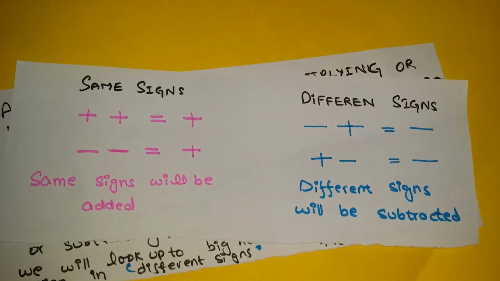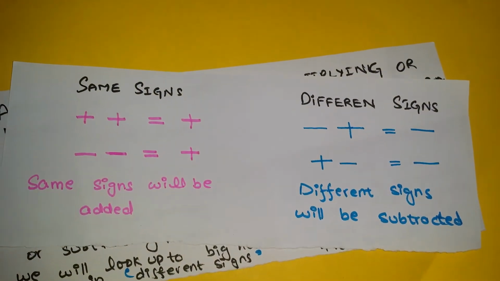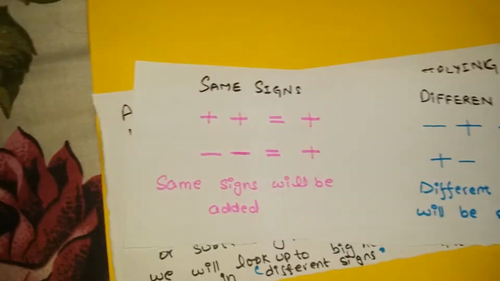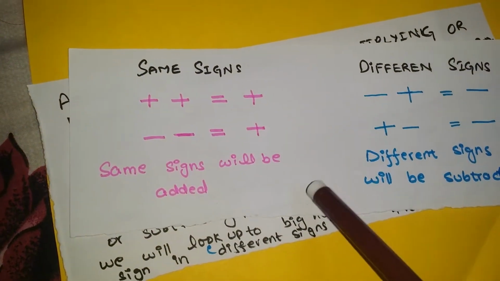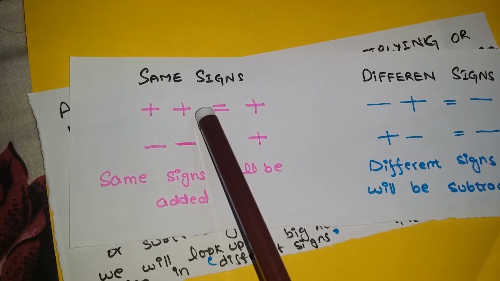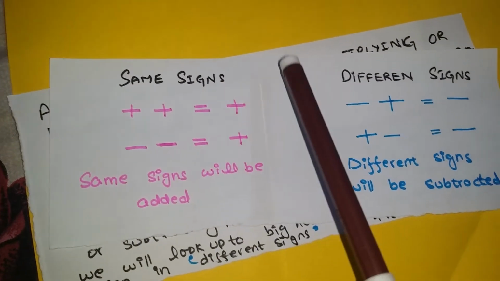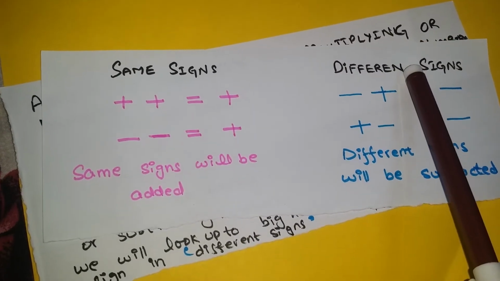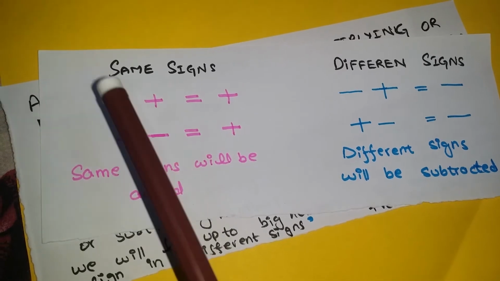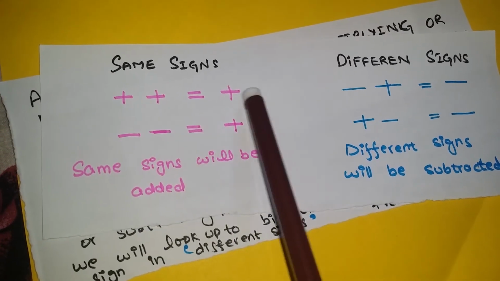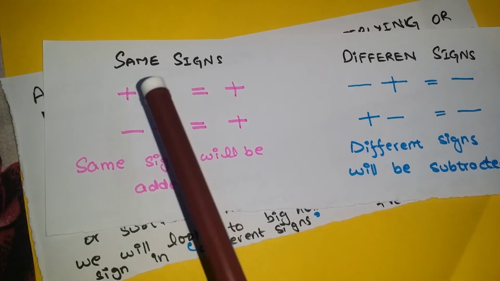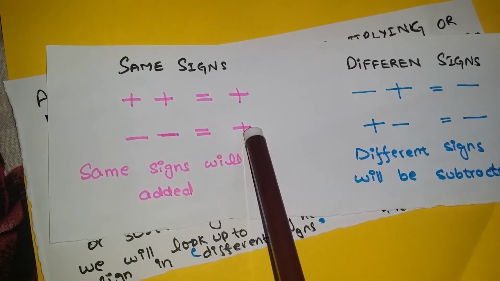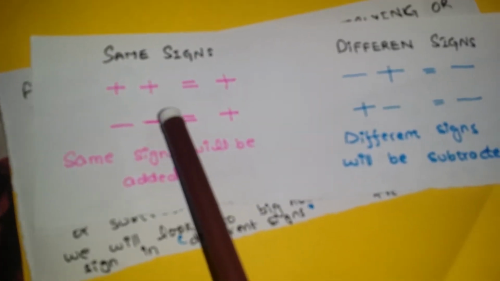We have already studied these numbers in our previous class, and we know that when we add or subtract numbers, we apply two rules: if they have the same signs or if they have different signs. The first rule is, if we have same signs, they will be added. Same signs will be added. Plus plus is equal to plus, minus minus is equal to plus. When we solve these questions, you will understand it better.